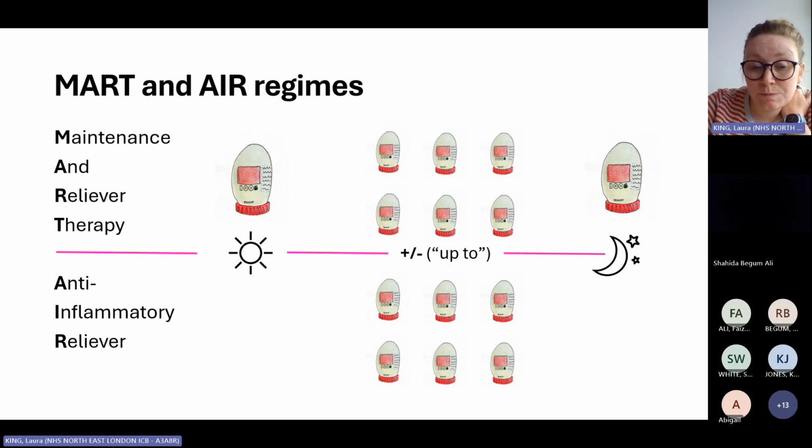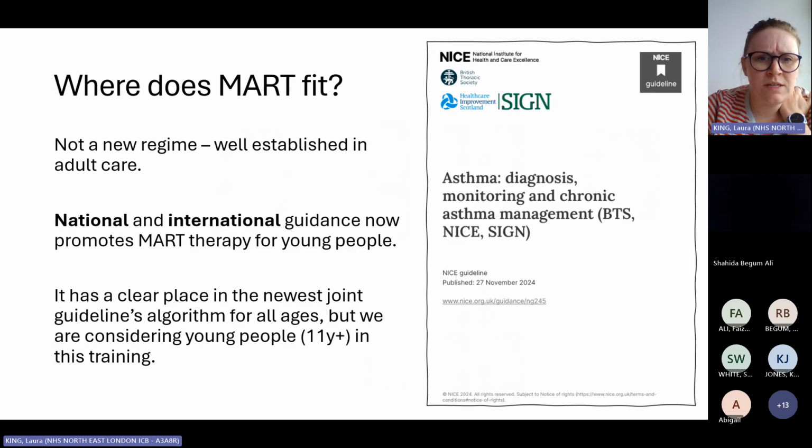It is a new way of thinking, but I think it will be helpful once we've started to get our heads around this new way of thinking. I know in adults it's not new. We're kind of late to the party in peds. So where does MART fit?